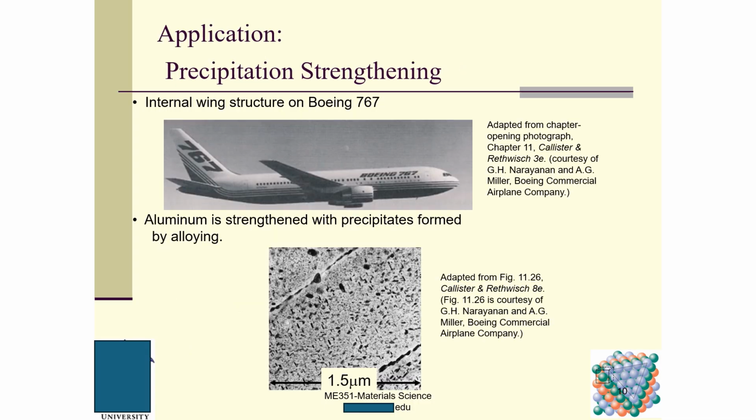Now the application of precipitation strengthening. For example, this is the internal wing structure on the Boeing 767. Aluminum is strengthened with precipitates formed by alloying. Here is a macrograph of the material used in the Boeing 767. You can see a lot of these dark dots, which stand for the precipitates.